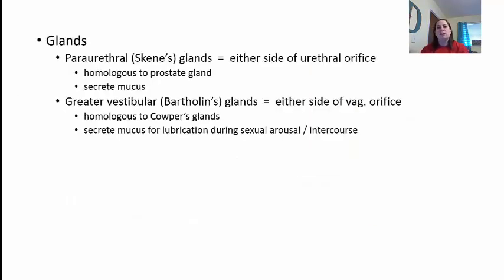So just like in males, we see that there are also going to be glands in females that are important. There's what we call the periurethral or Skene's gland. This is on either side of the urethral orifice. It's homologous to the prostate gland, and it will secrete mucus. Again, this is going to be important for sexual intercourse. There's the greater vestibular, what we call Bartholin's glands. These are on either side inside of the vaginal orifice. They're going to be homologous to the Cowper's glands, and they secrete mucus for lubrication, again during sexual arousal and for intercourse.